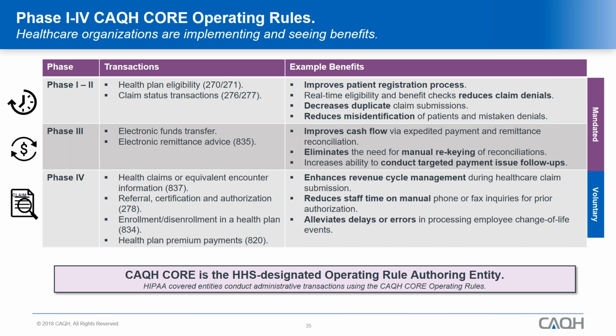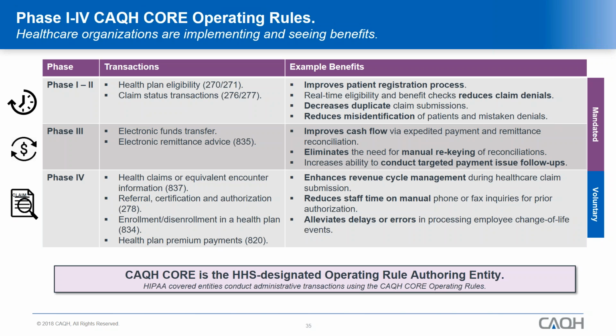Phase 3 is around electronic fund transactions and electronic remittance advice. This is really about improving cash flow, making sure that expedited payments are made. And again, it eliminates the need for manual rekeying for reconciliation, and it increases the ability to conduct targeted payment issue follow-ups. So these are rules that make sure that payments are paid accordingly, and so everyone is following the rules and doing what they're supposed to do. Reducing rework, again, both on the provider side and on the health plan side.